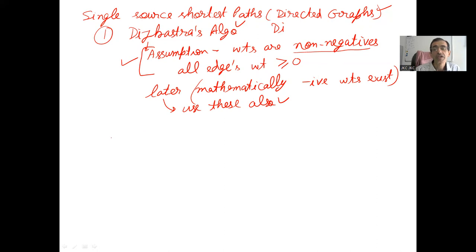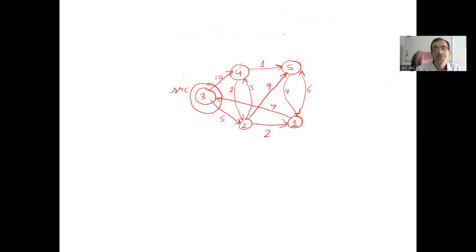So knowing this, let's take a graph over which we will be doing this and understand the working. So let's assume this is a sample graph.